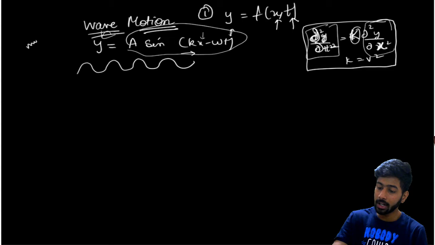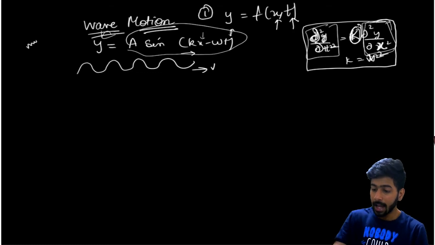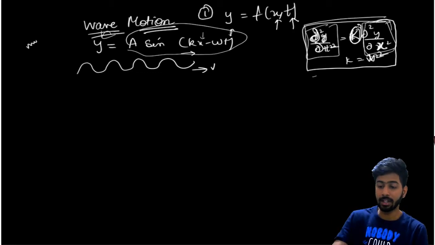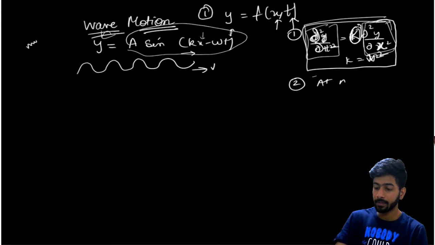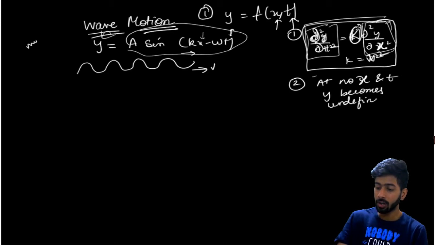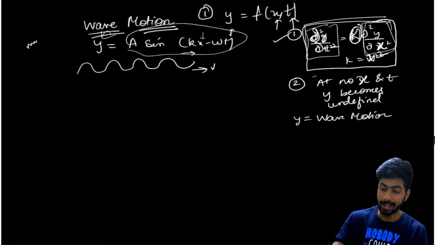So this term should relate to this term by a constant. This constant is the velocity of your wave motion. If this happens, condition number 1, and at no x and t does y become undefined, then I will say y represents wave motion. So condition number 1, this has to be obeyed.